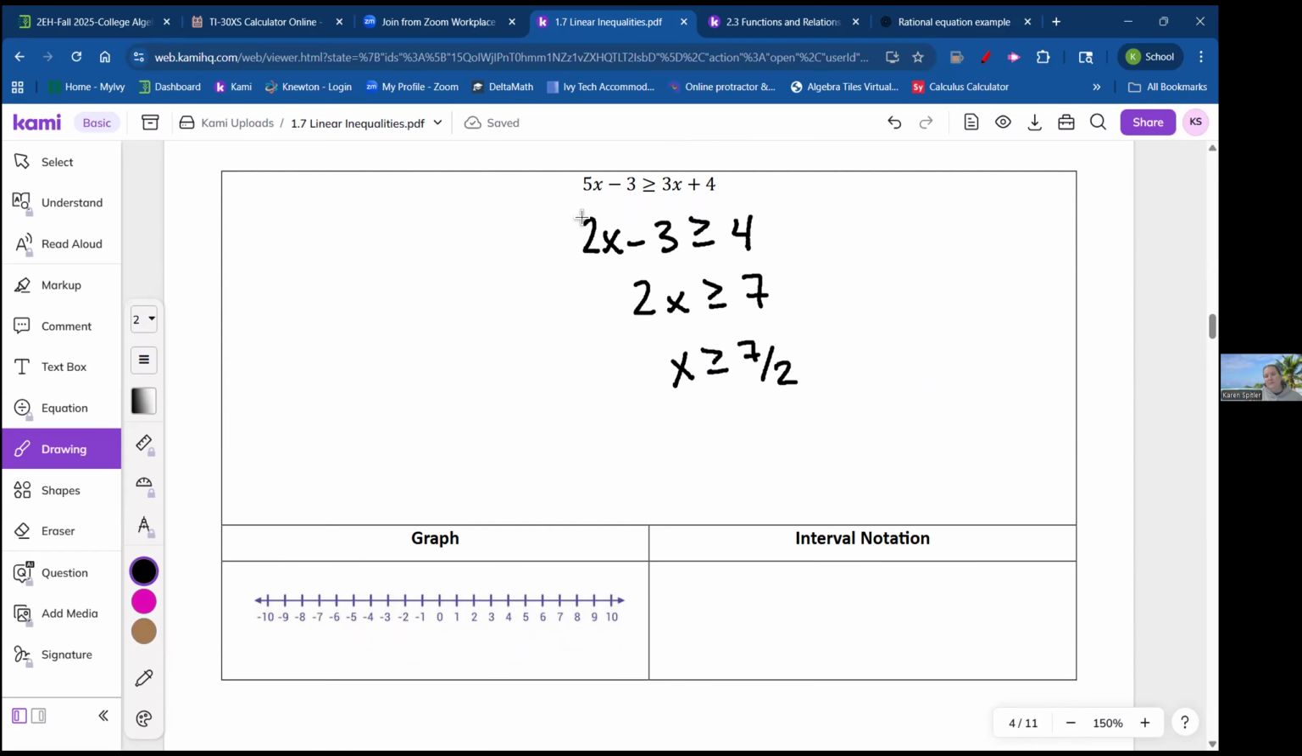If you do get a decimal, that's perfectly fine. Okay. Greater than or equal to 7 over 2, that's 3.5, right? So x is greater than or equal to 3.5. I just like fractions more than I like decimals. So it would be bracket 3.5 to the right. And then 3.5 is the smallest, so it's bracket 3.5 to infinity.